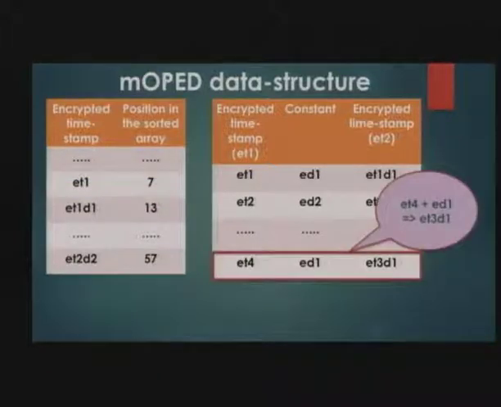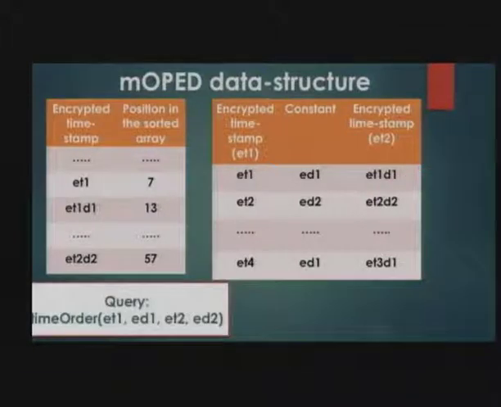The next one says ET4, ED1. These are the two keys, and the value is ET3, D1. What it means is that if you add ET4 and ED1, you get the time ET3, D1. Because our encryption does not allow us to add, we have to keep this mapping explicitly. There is no way we could calculate addition.